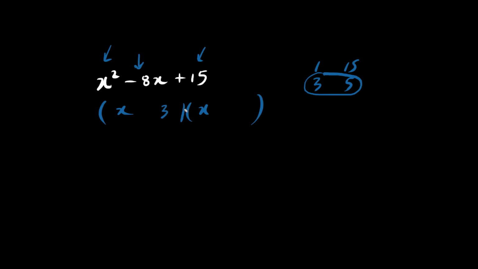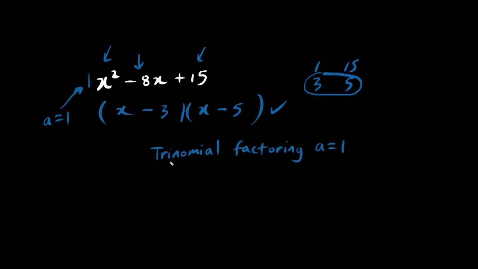So we copy down the numbers 3 and 5, and we write down negative and negative, because -3 times -5 is positive 15, but these numbers also add to be the coefficient. So this here is the factored form. We call this trinomial factoring, where a equals 1.